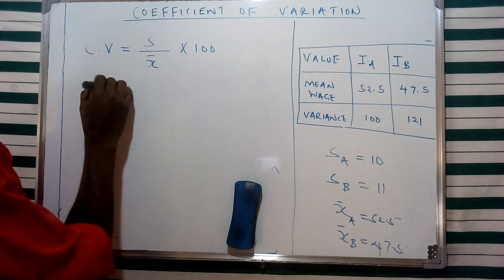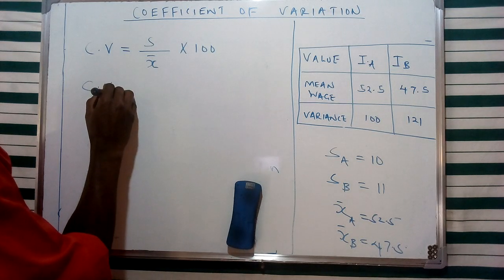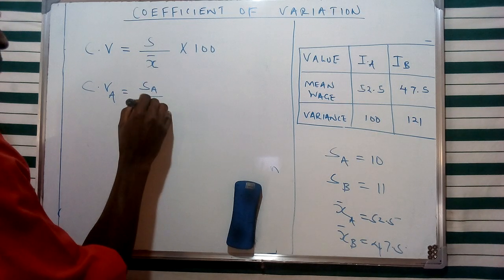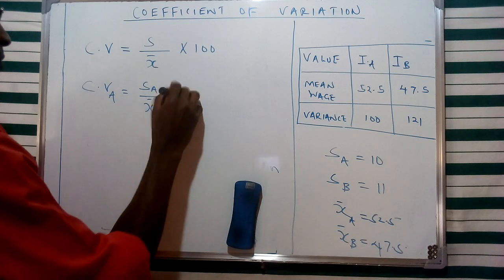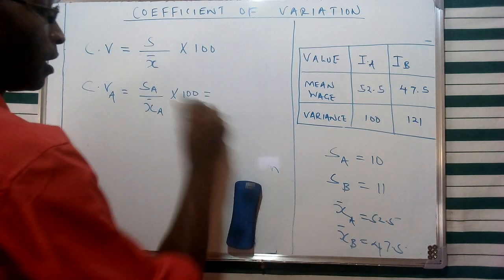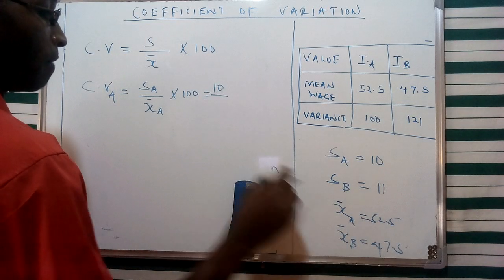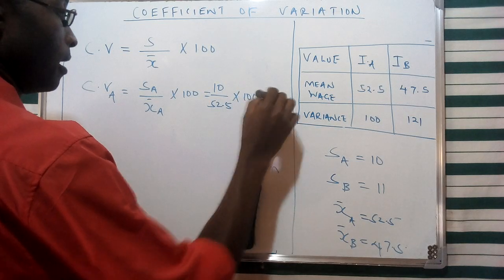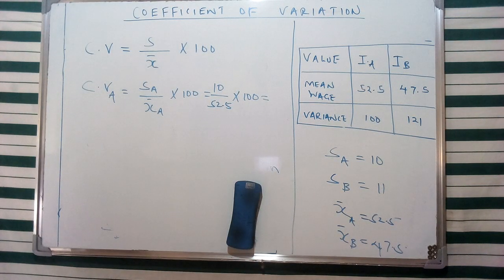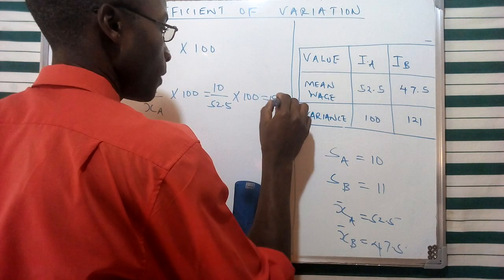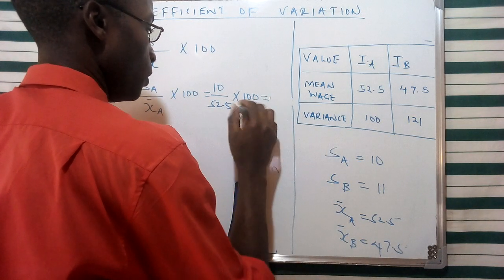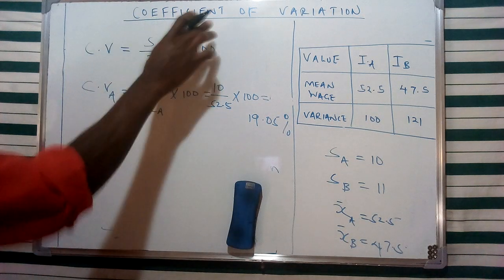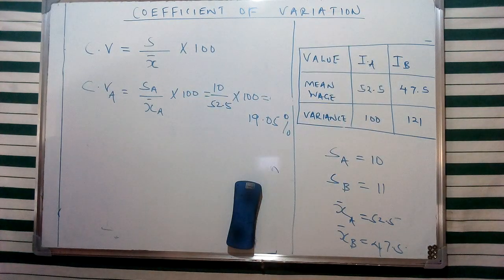So we shall have the coefficient of variation for industry A given as the standard deviation of A divided by the mean of that firm times 100, which is 10 divided by 52.5 times 100, and this gives us the value of 19.05. I hope it's legible, so let me put it here. So this is 19.05% as the coefficient of variation of industry A.